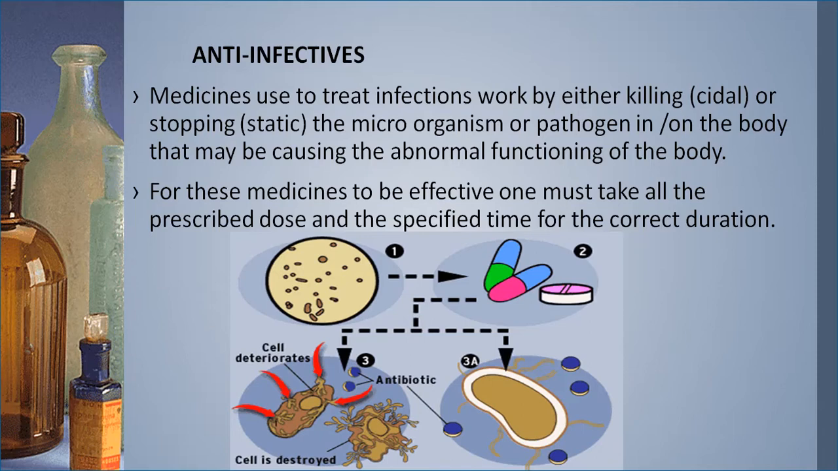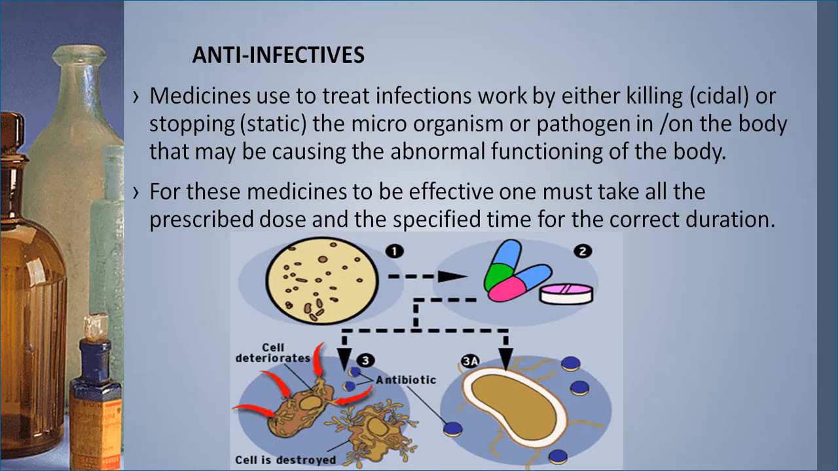So let's say somebody gets malaria. There's a parasite called the Plasmodium parasite, which when it enters your body makes you feel weak, you vomit, your body temperature goes up, it destroys your blood, your red blood cells, and if you are not careful, it can kill you. All right, so when somebody takes a medicine, let's say an anti-malaria, or goes to the pharmacy and buys an antibiotic like amoxicillin, for these medicines to be effective, one must take all the prescribed dose at the specified time for the correct duration. So assuming you are supposed to take 2 tablets 3 times a day for 5 days, it is important the patient takes all, right? And this is because of how the medicines work.